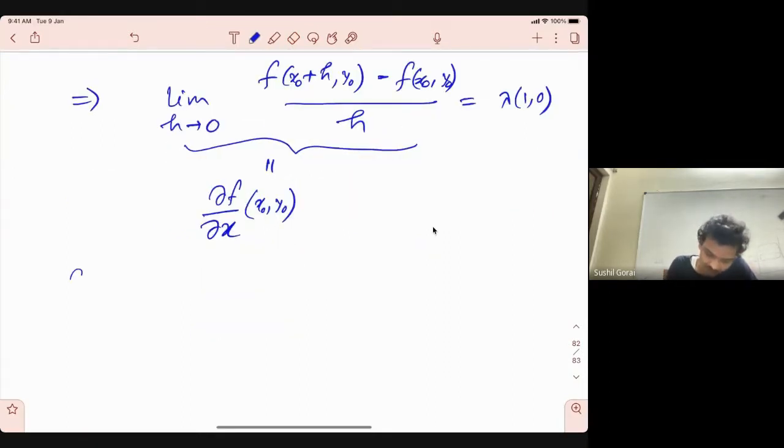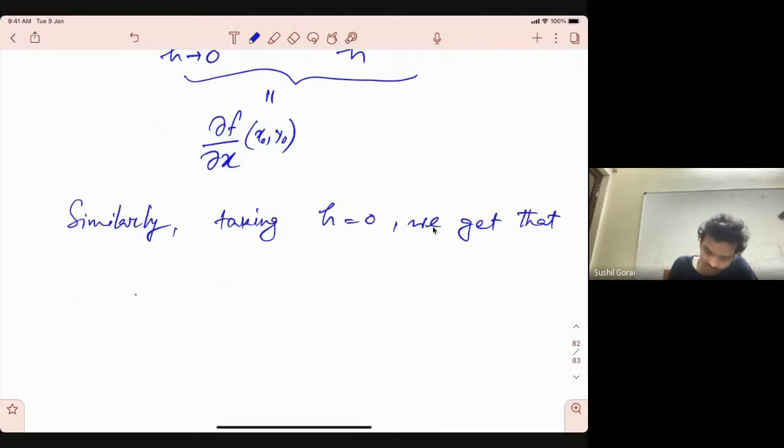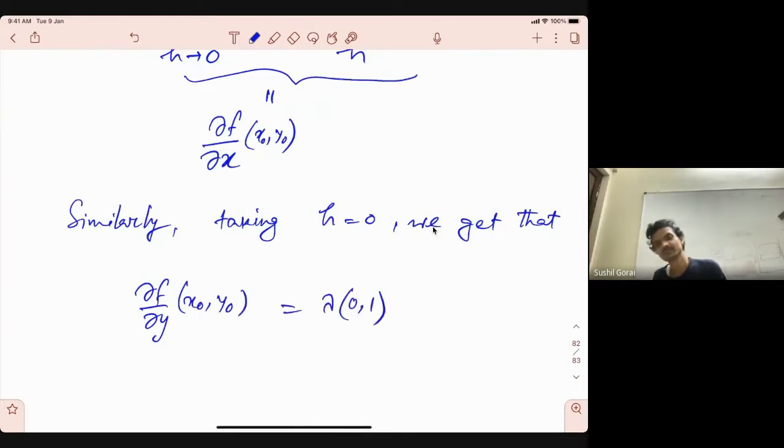Similarly, taking k equal to h equal to 0, we get that del f by del y at x naught, y naught is lambda of (0, 1).